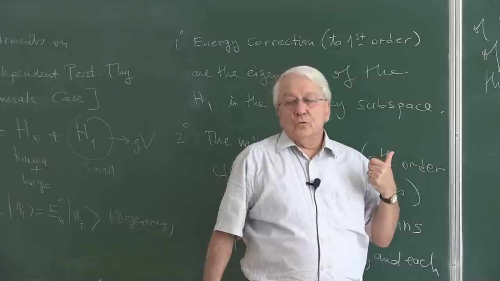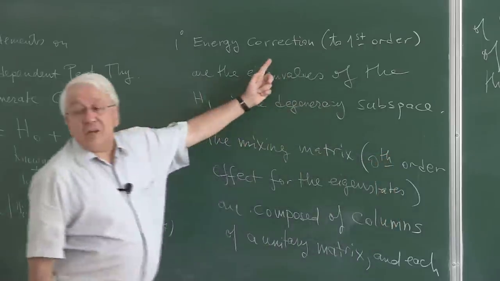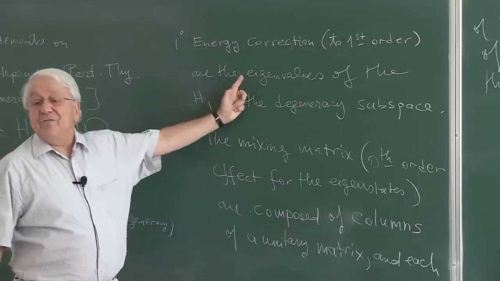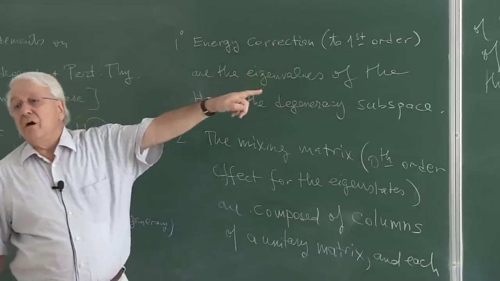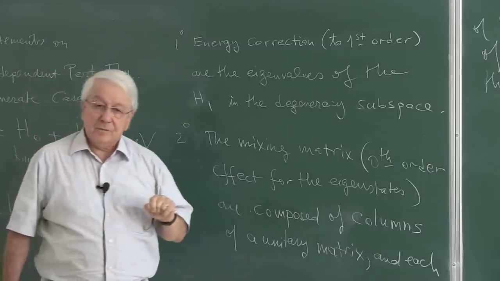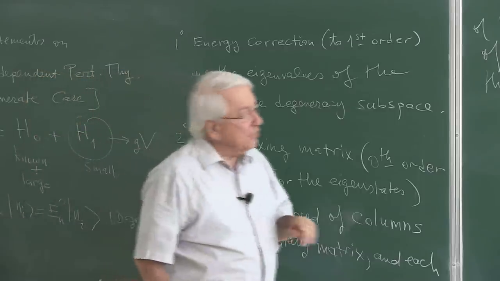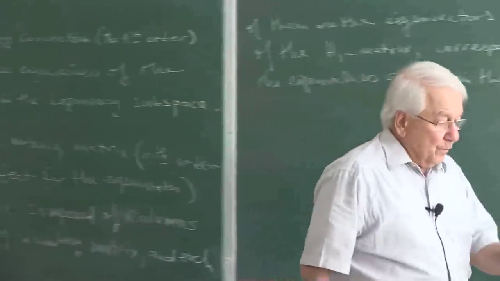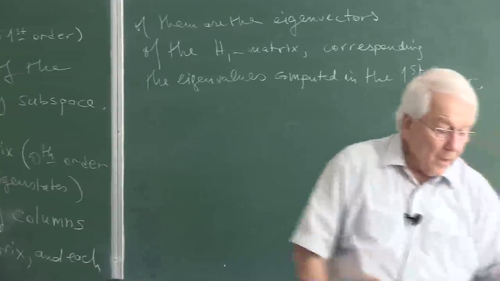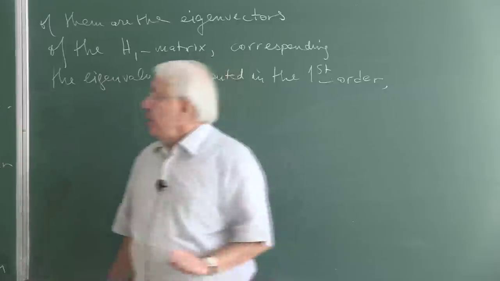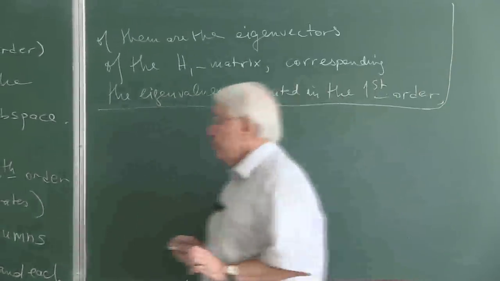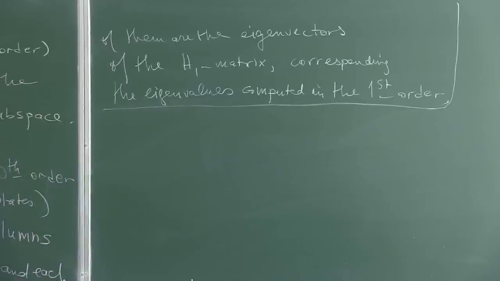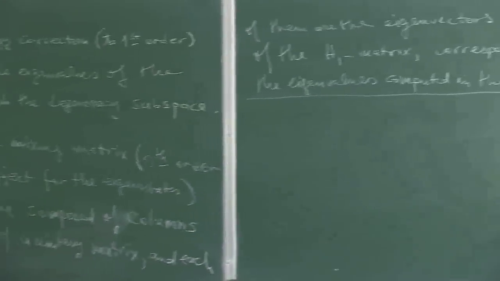Then how do you compute those unit vectors? Go back to the same eigenvalue equation. Eigenvalues are the energy corrections. Eigenvectors are the columns of the mixing matrix. So these are the basic lessons that we had to extract from degenerate time-independent perturbation theory. Thus, we can turn our attention to the real hydrogen atom problem and use those theorems to work it out.